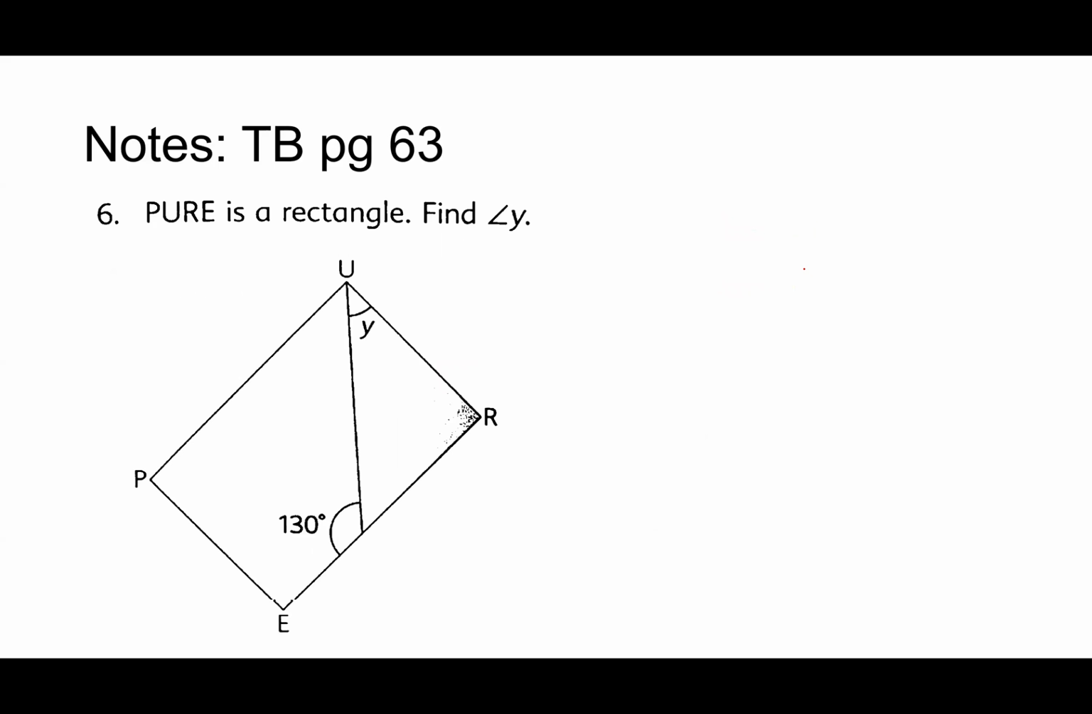All right, here is a rectangle. It doesn't look like it, but it is. Find angle Y. Now let's just hold the phone here for a second. If it's a rectangle, what are all of these corners going to equal? Right angles. Yeah, 90, 90, 90, 90.